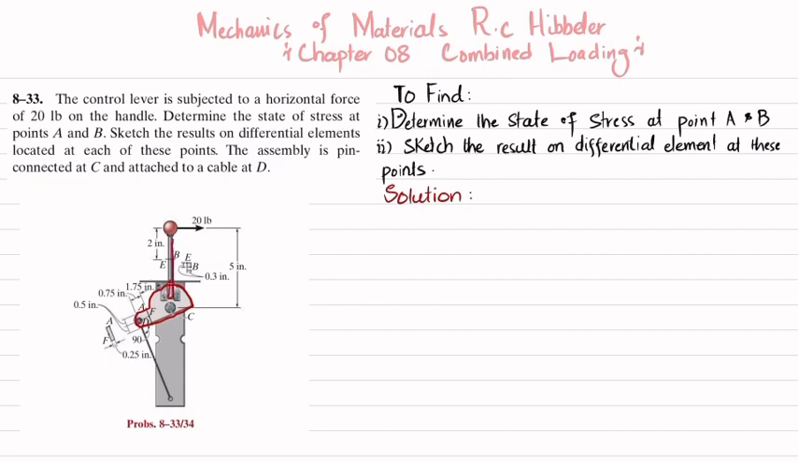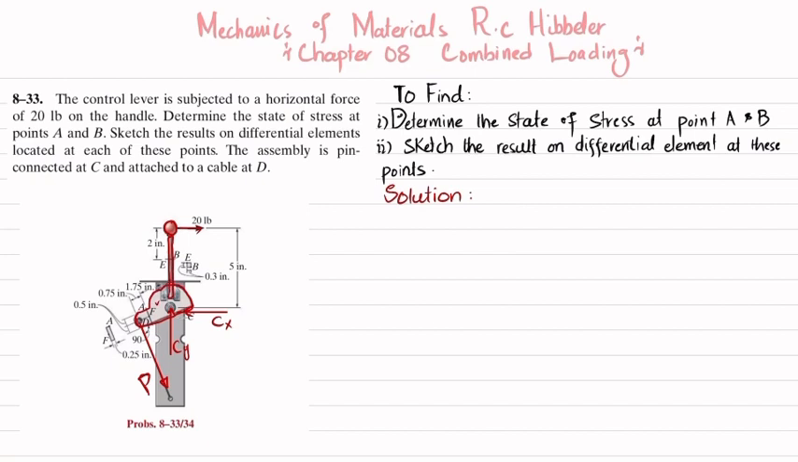So this is the lever. You can draw it separately. This is the 20-pound force. If you remove the pin connection at point C, there will be a vertical force Cy and a horizontal force Cx, and the cable will be in tension. As a result, this force will exert a force downward on the cable. Let this force be represented as F, or you can say P because there is a point F as well.